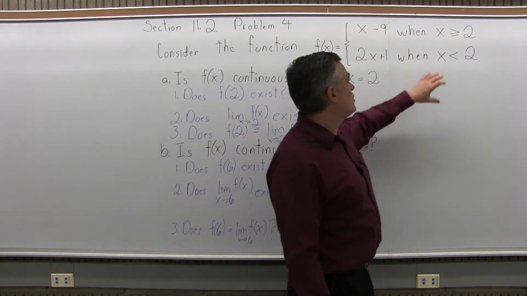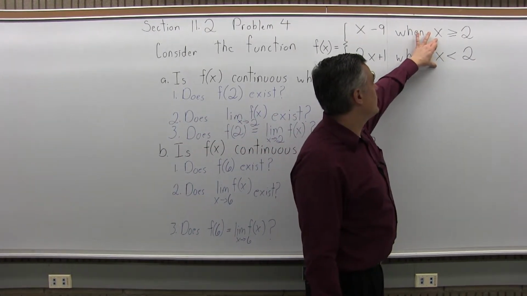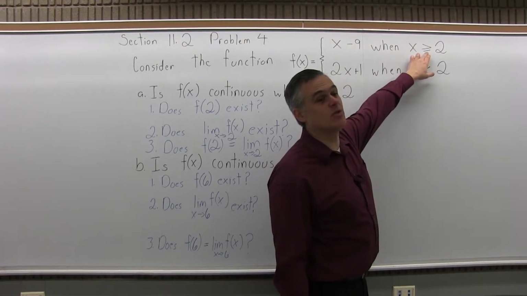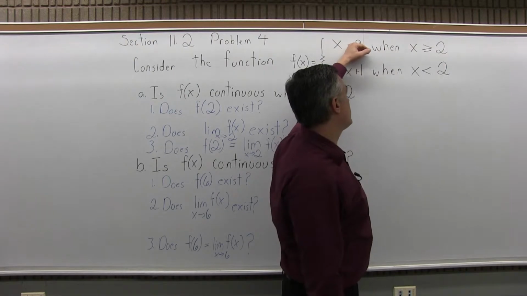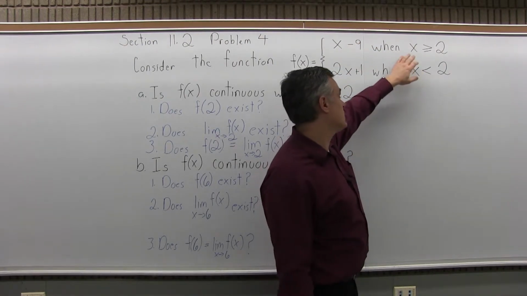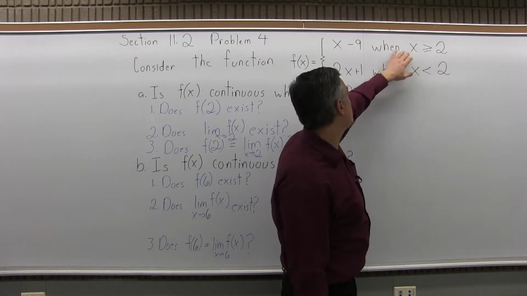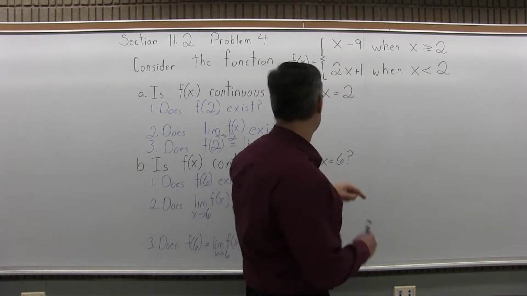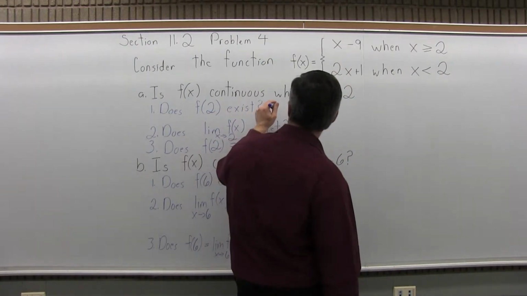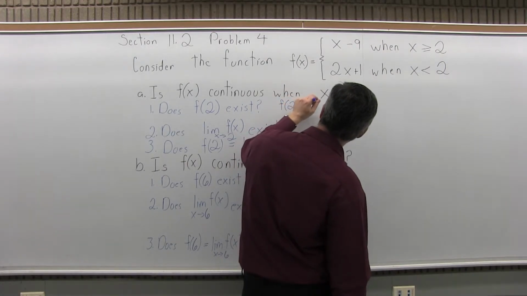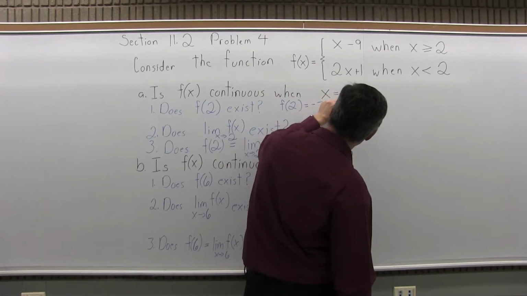Well, based on the 2 branches of the function, when I put in a 2, I have to use the top branch. The top branch says if my input is 2 or greater, use this top branch. And use the bottom branch only for input values that are less than 2. So to put in a 2, I must use the top branch. And I put in a 2 for x, it becomes 2 minus 9, which is negative 7. So does f of 2 exist? f of 2 equals negative 7. The answer is yes, f of 2 does exist.